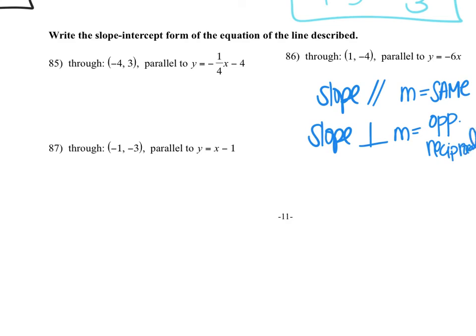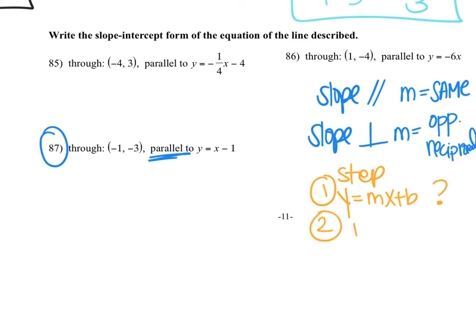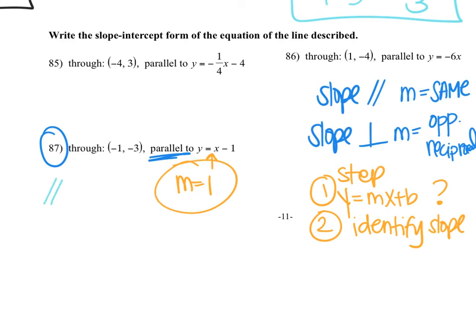Okay, so let's start off with 87 because it says parallel, and parallel is a little bit easier than perpendicular. So the first step is, is it in slope-intercept form? Is it in this form? Yes, it is. Okay, so number 2 is identify your slope. So in this case, my m equals 1. And because it's parallel, then my m is going to be 1.